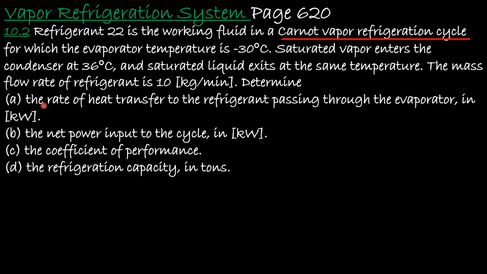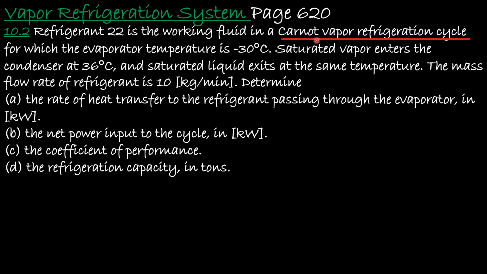Determine A, the rate of heat transfer to the refrigerant passing through the evaporator in kilowatts. B, the net power input to the cycle in kilowatts. C, the coefficient of performance. D, the refrigeration capacity in tons.